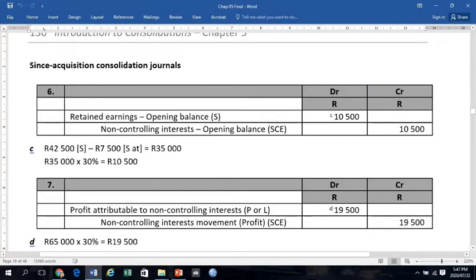The next set of consolidation journal entries that we will look at is the since acquisition consolidation journal entries. The purpose of these journal entries is to measure the NCI balance since acquisition date. The first journal relates to attributing the since acquisition opening balance movement in the equity items of the subsidiary to the NCI opening balance. The only equity item in this example is retained earnings.